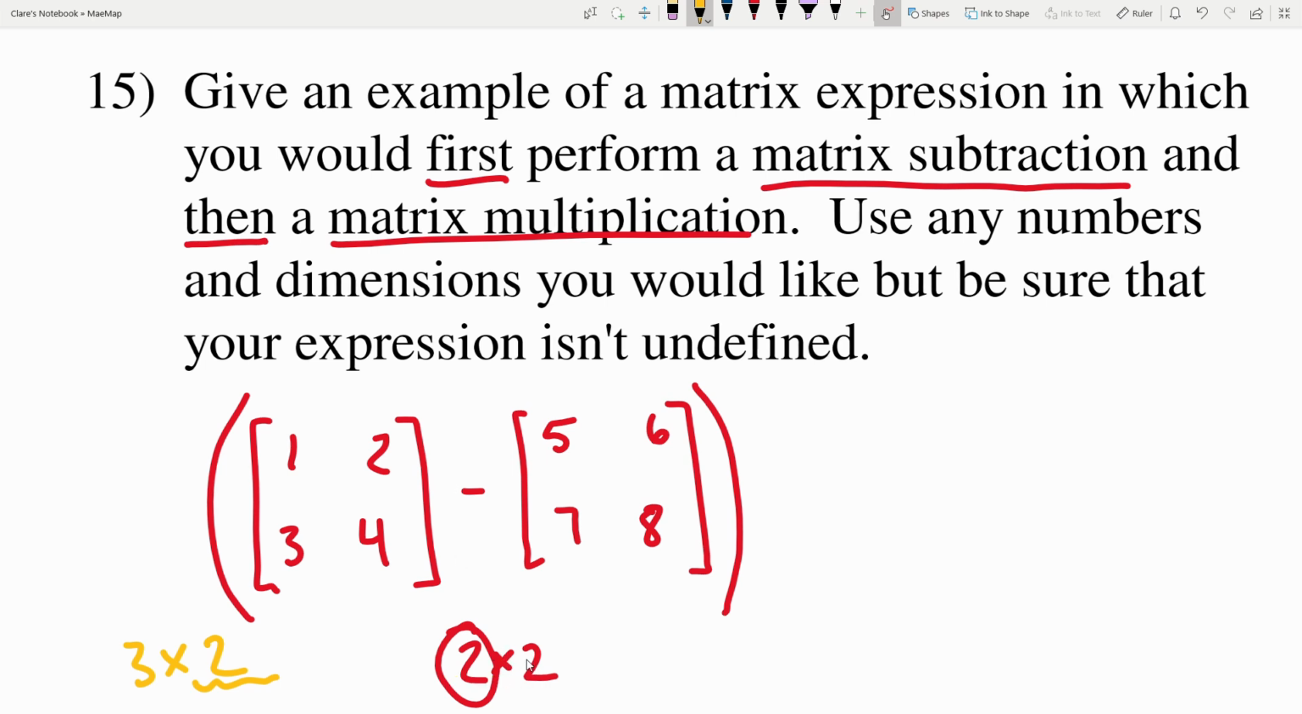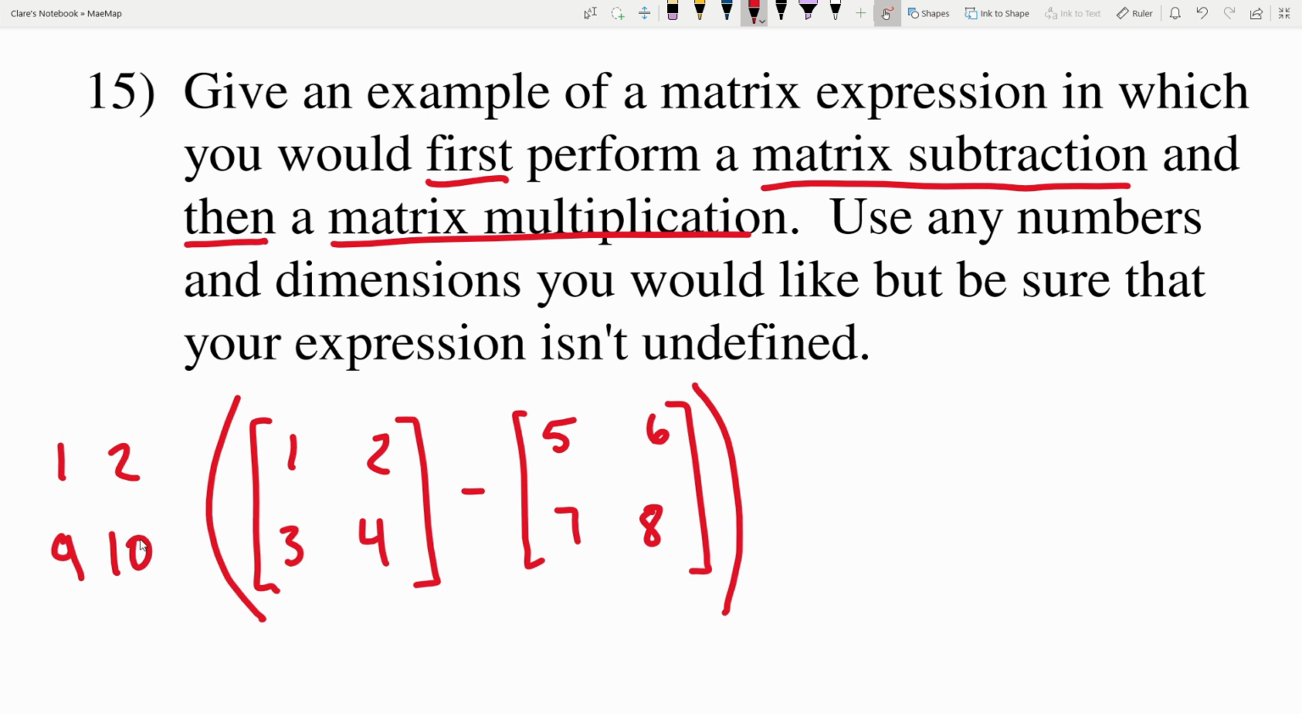But if I had a 2 by 2 matrix, I can multiply it on either side because a 2 by 2 multiplied by a 2 by 2 or a 2 by 2 multiplied by a 2 by 2, the rows and columns are all the same size, so I could multiply regardless of the side. So I'll go ahead and just write this as some left multiplication. So I'll write 1, 2, and I'll switch up some numbers. Let's do 9 and 10. So 1, 2, 9, 10 will get multiplied by the difference of 1, 2, 3, 4, 5, 6, 7, 8.